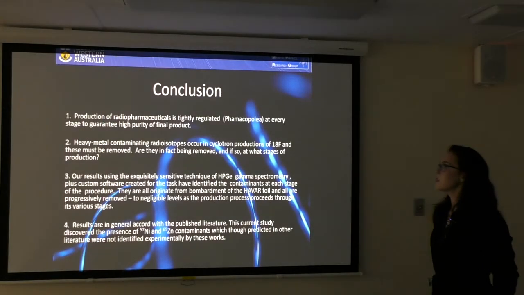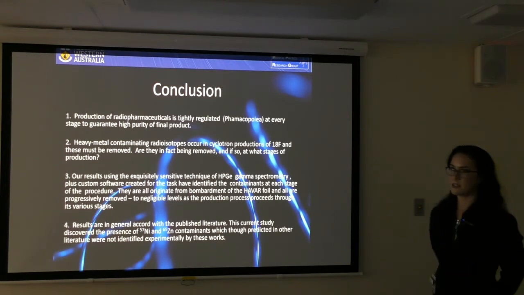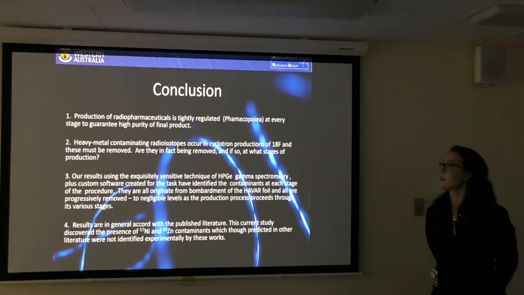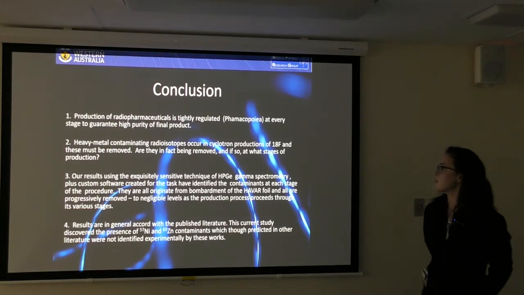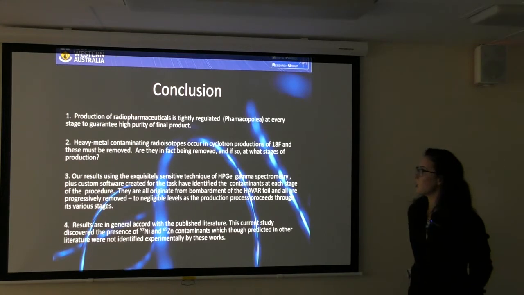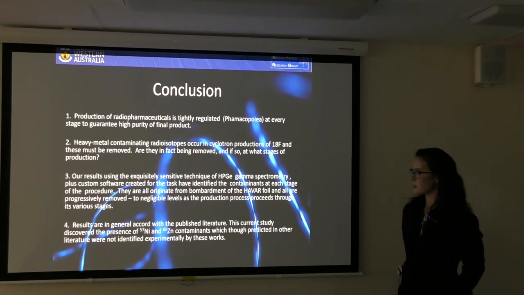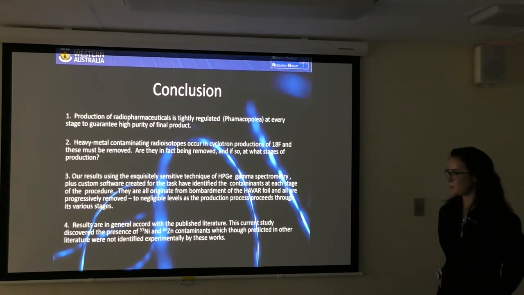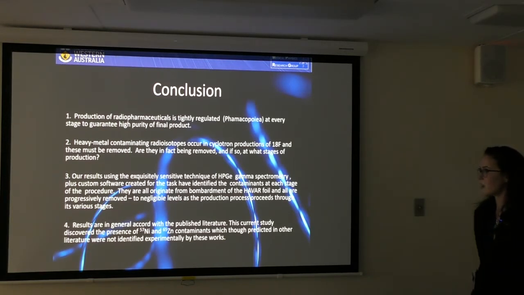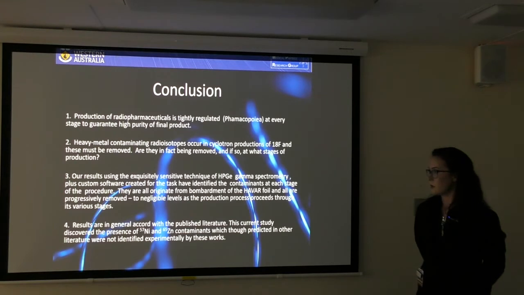So in conclusion, production of radiopharmaceuticals is tightly regulated at every stage to guarantee the high purity of the final product. Heavy metal contaminating radioisotopes occur in the cyclotron, and they are products of F18 FDG, and these must be removed. The results are from an extremely sensitive technique of high purity germanium gamma spectrometry, plus my custom software that I created in order to identify the contaminants at each stage over the procedure. They are all originated from the bombardment of the Havar foil and are progressively removed.